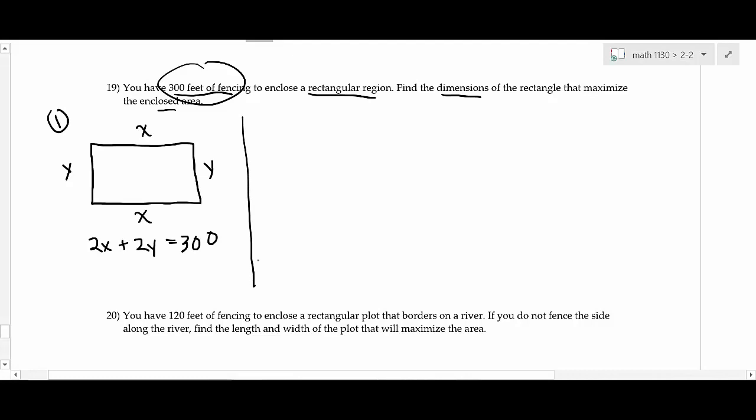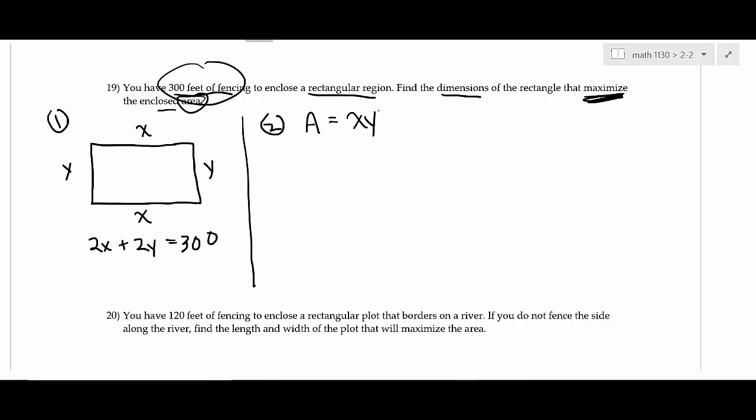Step 2. What does it say we're doing? We're finding the dimensions that maximize the area. So whatever you're maximizing is what you're going to graph. How do you find the area of this rectangle? x times y, exactly, base times height, and that's what you want to graph. However, as we talked about last week, how many variables does this need to have? Just one. So you need to take this equation, solve for probably y, it doesn't really matter, and then plug into there.